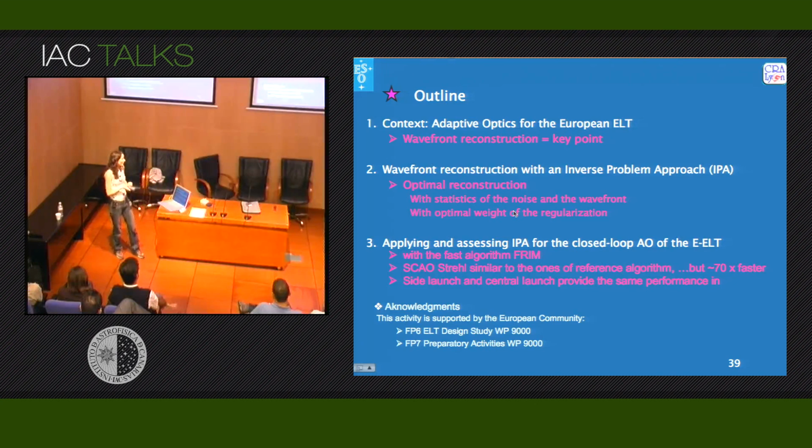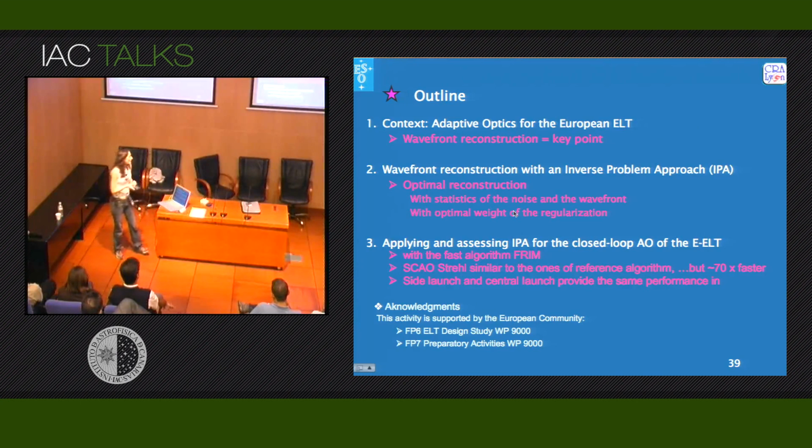I would have several questions. I'll just cut to two. Question number one is, this means that natural star adaptive optics is not foreseen at all.